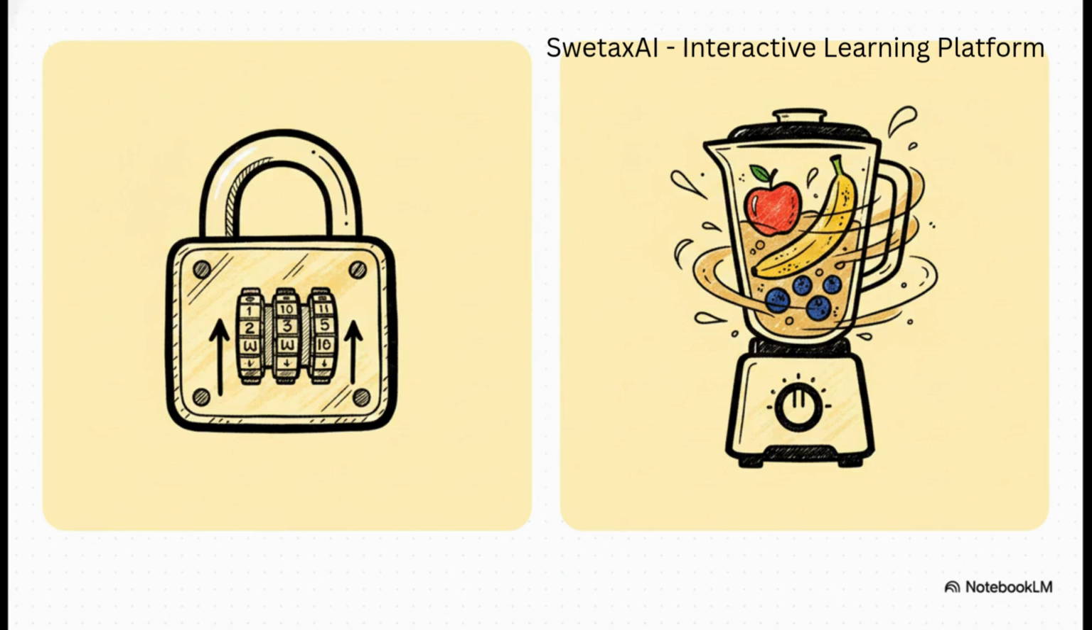On the flip side, a combination is purely a selection. Order does not matter. The group ABC is the exact same group as BAC. Think of tossing fruits into a blender. The order you throw the strawberries and bananas in doesn't change the final smoothie.